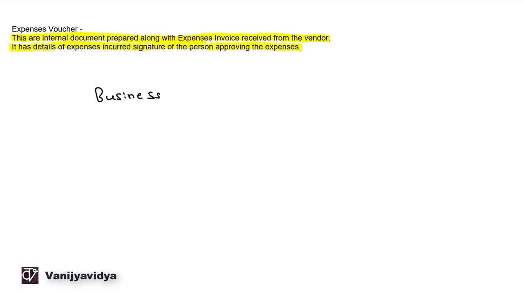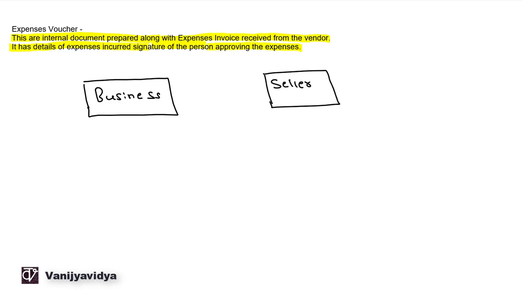See, this is your business and this is a seller, either of goods or a service provider. So he is providing either services or goods to your business. So what we are doing is, as a business, we will be preparing one expense voucher. He'll also send us the invoice from time to time.